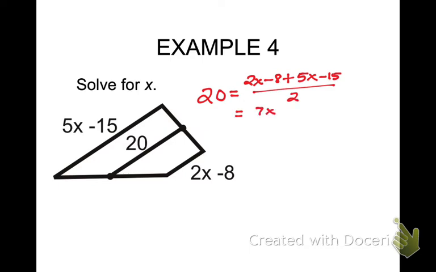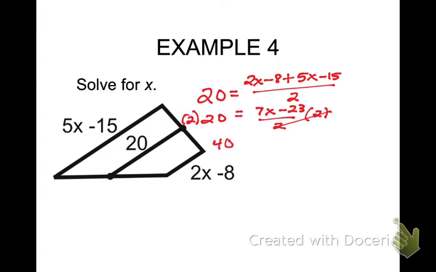I get 7x minus 23 divided by 2 is equal to 20. If that 7x and that 23 were even numbers, I would just divide those by 2 and cut it in half. That would be nice. But since 7x and 23 are both odd, I probably don't want to deal with fractions or decimals. So let's get rid of that divide by 2 by multiplying by 2. What I do to one side, I must do to the other.